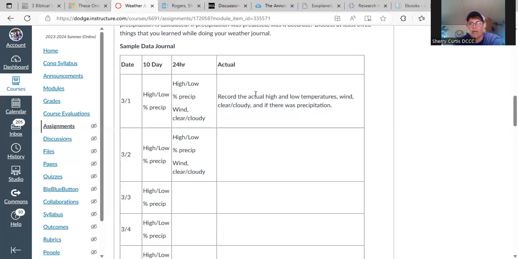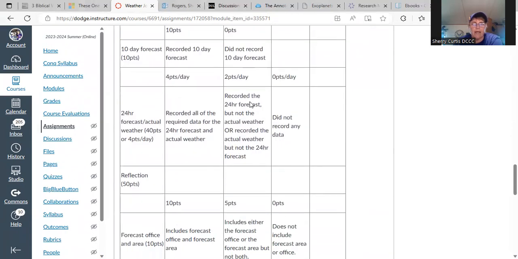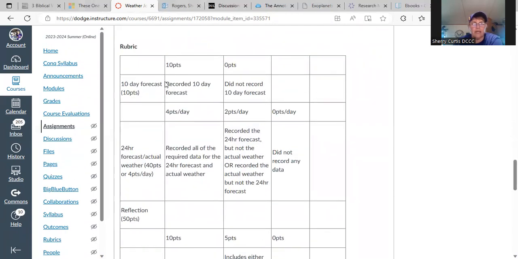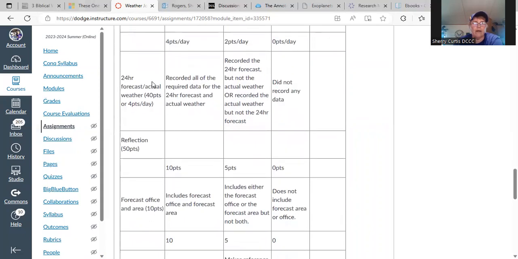data. At minimum, have your high low temperature, wind, clear, cloudy, probability of precipitation. You can put in humidity if you want, but those are kind of the bare minimum. You're always free to add more. So you're going to do this for 10 days. And the rubric, your 10-day forecast, you get 10 points. 24-hour forecast, you get 4 points a day. And that's with your recording the forecast and the actual weather.